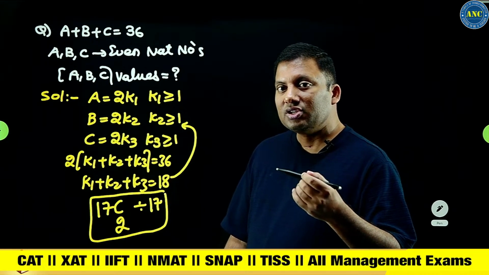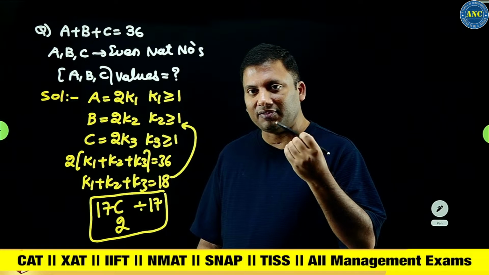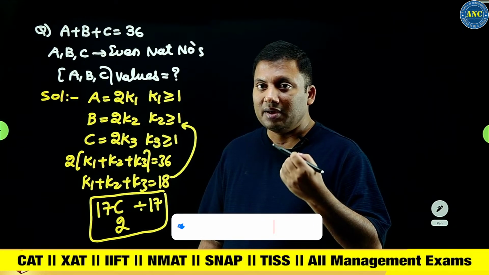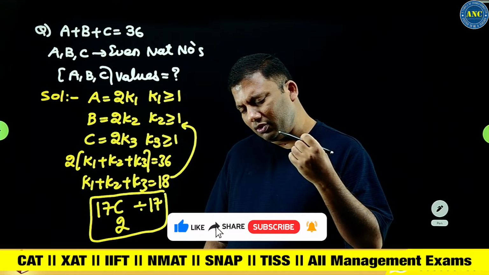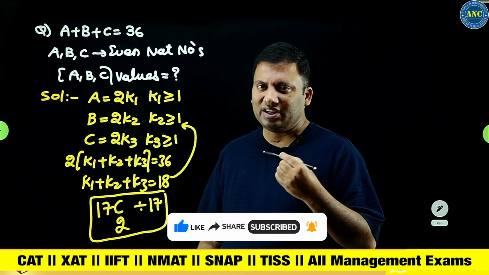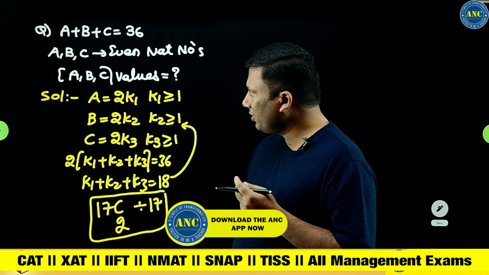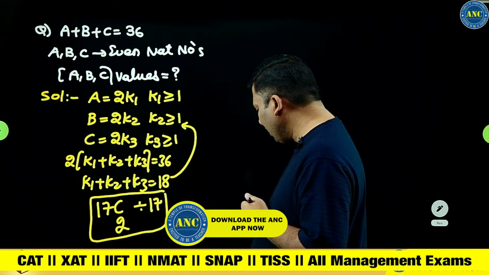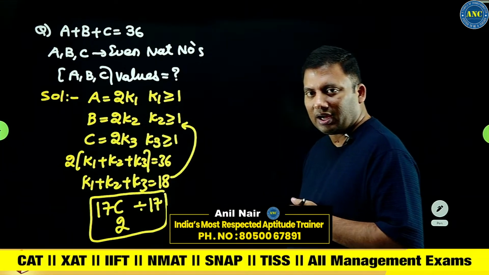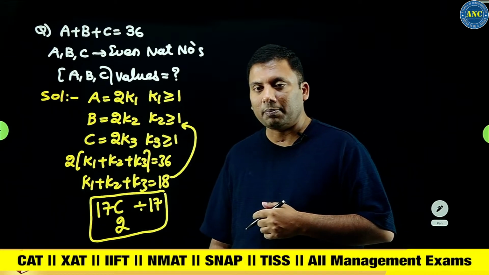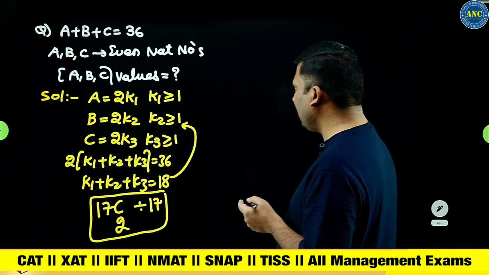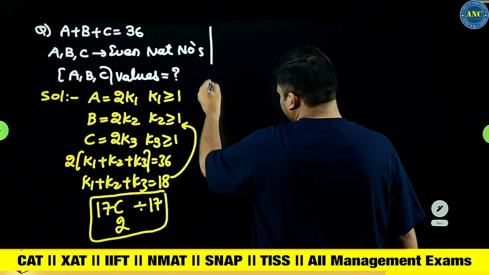For odd numbers, since the variables start from 1, take 2k1 minus 1. If you take 2k1 plus 1, that also will give an answer, just one more additional step. Why avoid that step? I hope this idea is very clear to you. Another model. Model by model, concept by concept, problem by problem, topic by topic, you will get extreme confidence.